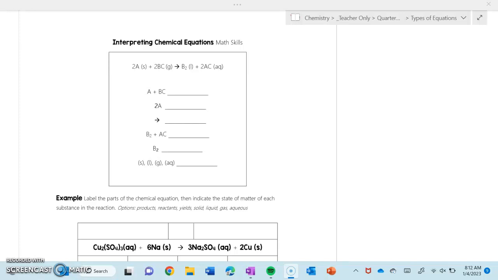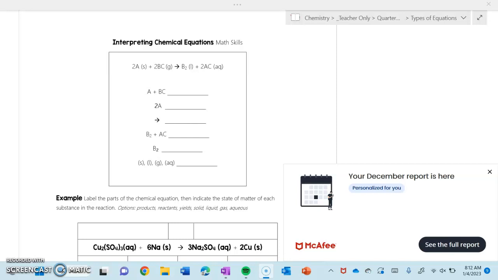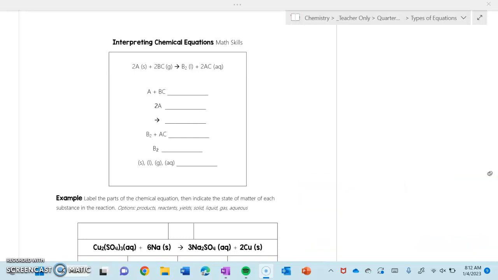Okay, so today's work we are looking at what chemical equations mean. And we started to pull this apart before break where we talked about reactants go on the left side of the arrow and products go on the right side of the arrow. But that's as far as we went. So today we are going to talk about how we can interpret a chemical equation going a little bit further than just reactants and products.